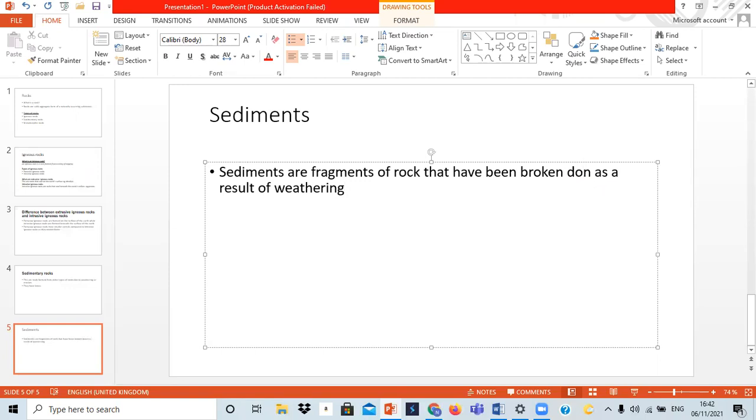And what can cause this weathering can be wind. It could be ice. It could also be running water.